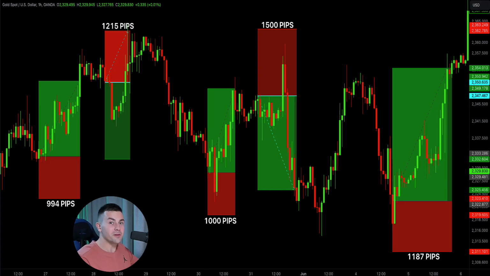The same logic will be applied on an hourly time frame. And here are 5 day trading setups that were taken on an hourly time frame. The biggest stop loss here is 1,500 pips. With such a stop loss, $500 trading account will not be enough to keep the things safe and to not risk more than 2% per trade.